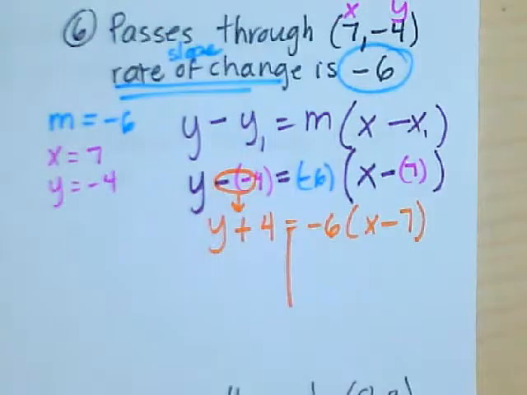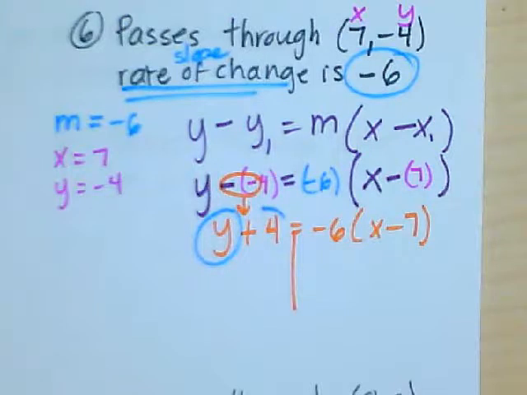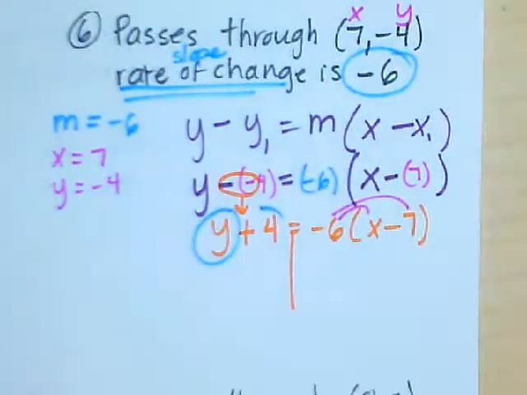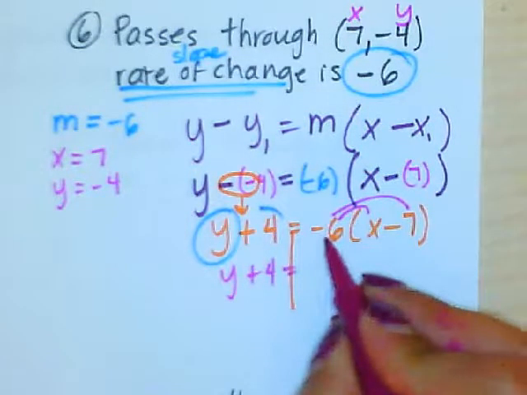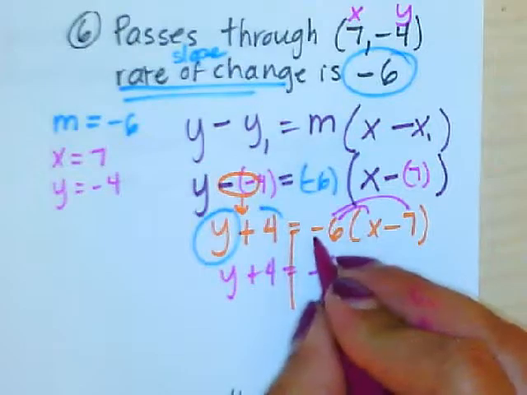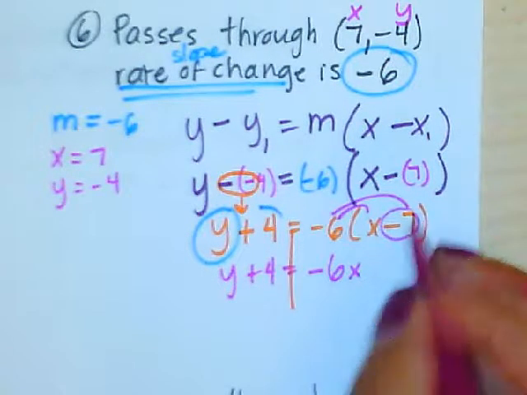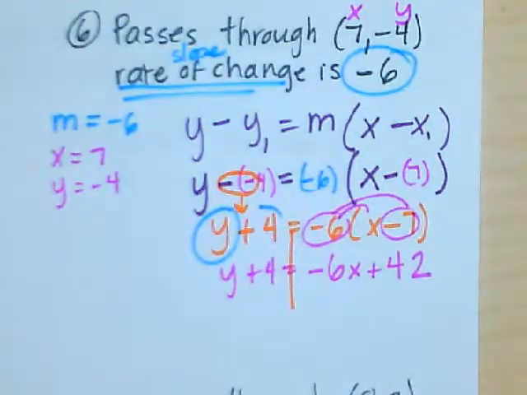I'm going to put my line down the middle, and I'm going to solve for y. My first step is going to be to distribute the parentheses. Okay? So I still have y plus 4 on this side. -6 times x would be -6x. And -6 times -7 would give me +42.